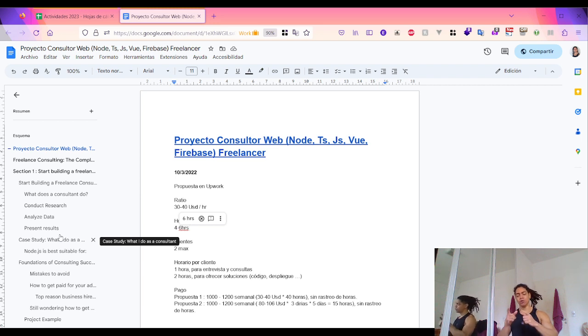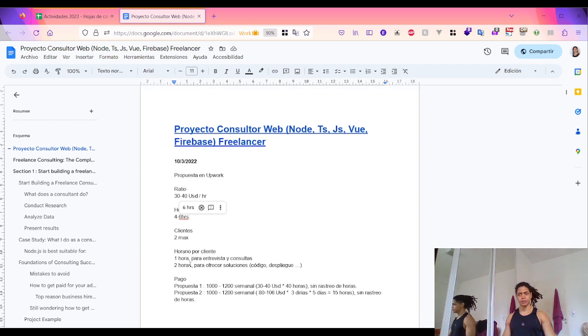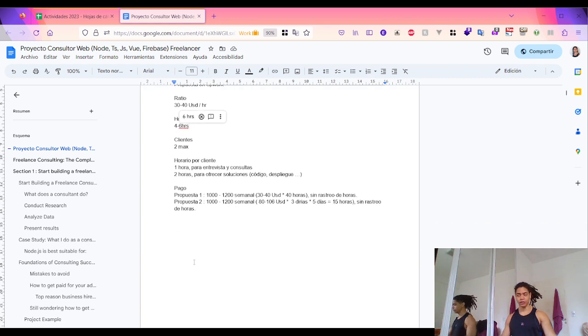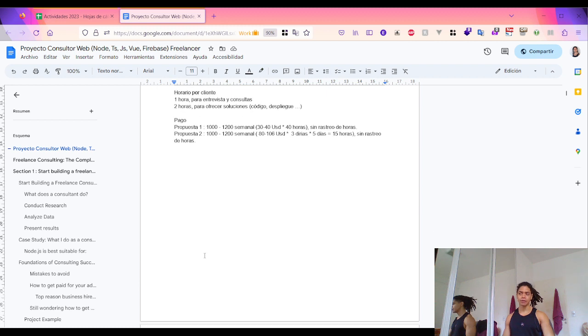Understand also what the tasks are that a consultant does, which is conduct research, analyze the data, and then present the results, and how you can then apply that to a particular niche that you are interested in. In my case, it's as a software engineer, because I would like to play this long-term game with a lot of people in that industry.